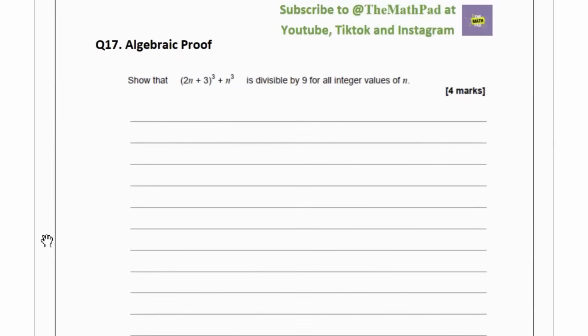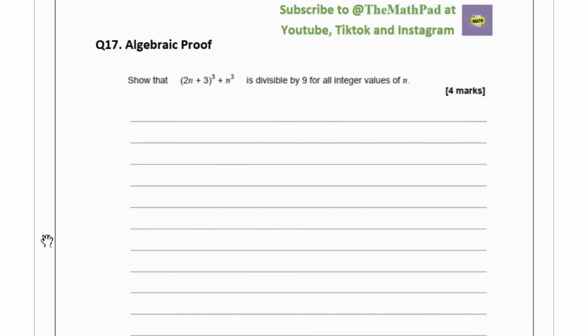Then it says, show that (2n + 3)³ + n³ is divisible by 9 for all integer values of n. I don't think algebraic proofs came, so it's best to practice this question. Algebraic proofs are not that hard, honestly. You just need to simplify your equation and then add or subtract the like terms depending on whatever is happening in the equation, and then see whether it meets the conditions that are being asked in the question or not.